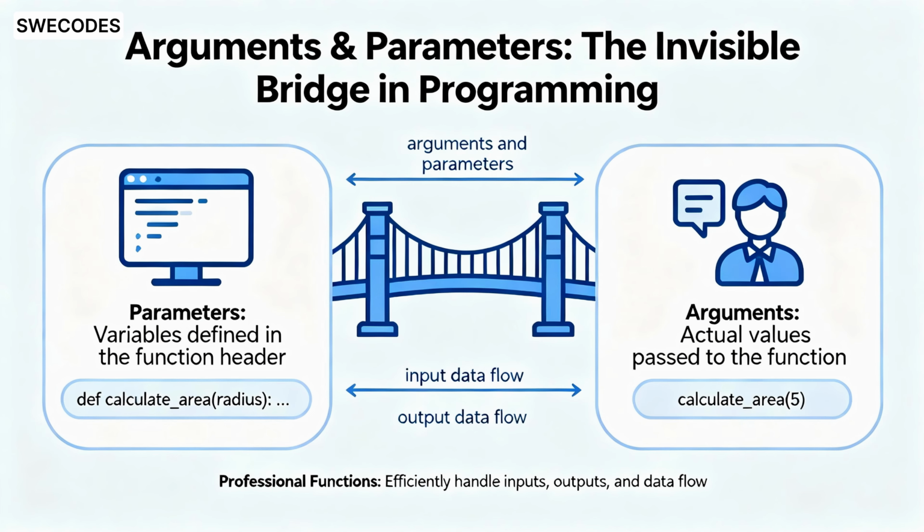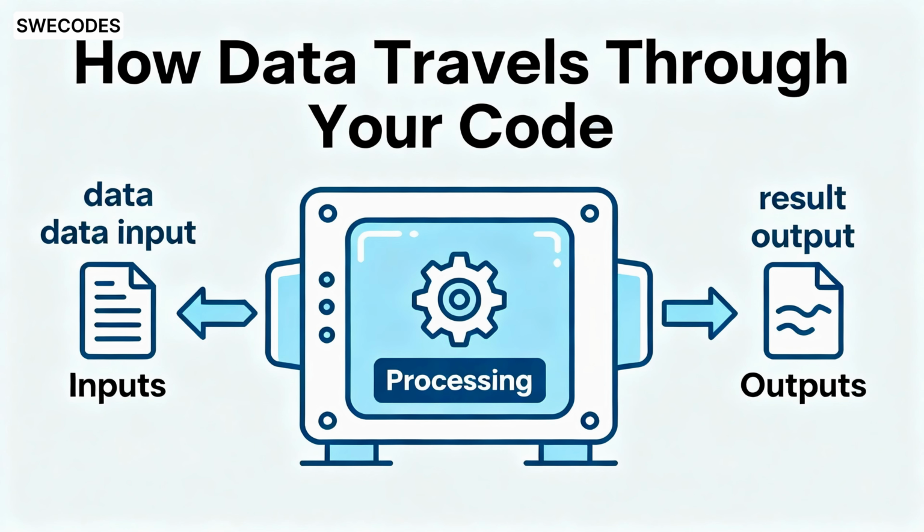We'll break down arguments and parameters, the invisible bridge between your main program and your logic. You'll understand how professional-grade functions are built to handle inputs, outputs, and efficient data flow. Let's decode how data actually travels through your code. Think of a function like a machine. You feed it inputs, it does some work, and then optionally gives you an output.